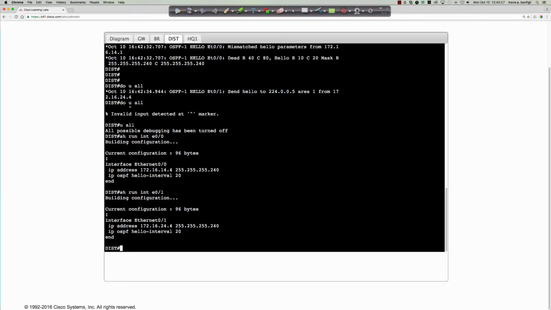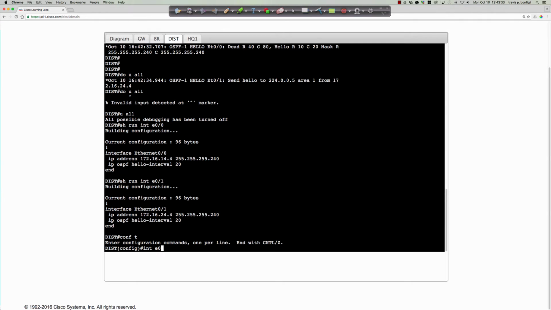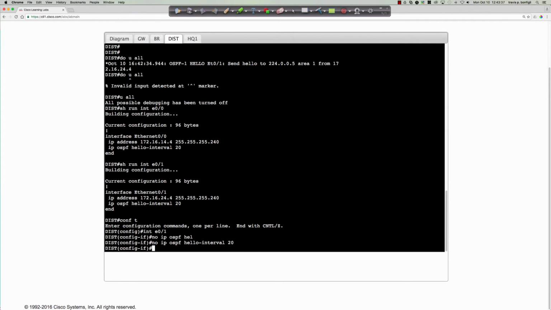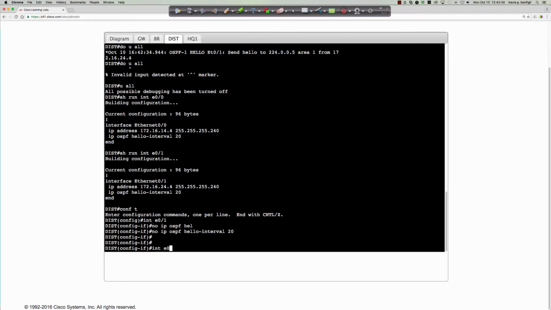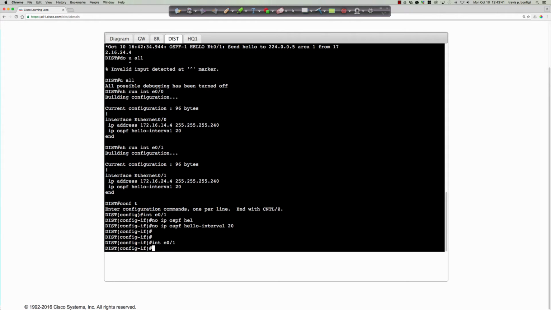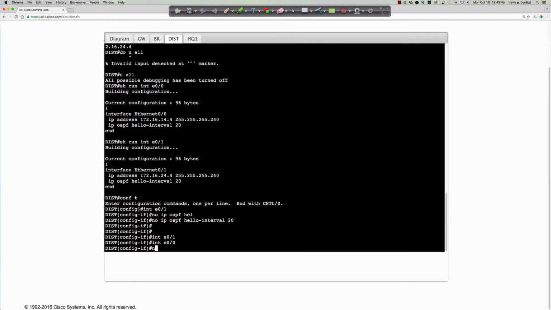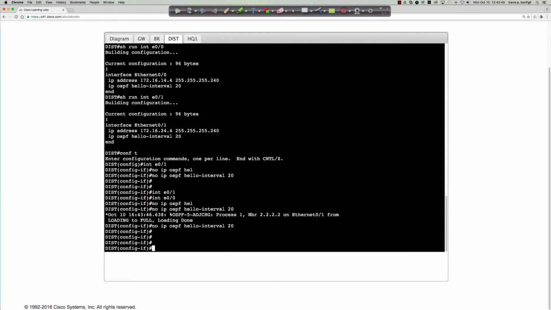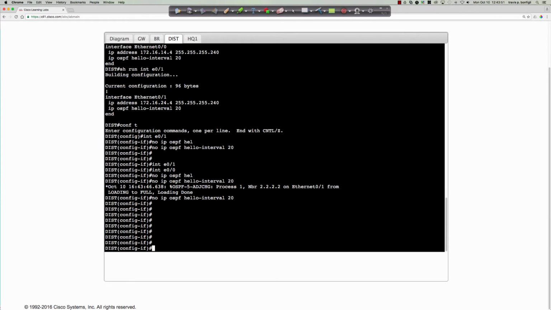So there's one of two things we could do. We could go change it on the HQ routers, or we can go into global config here and say interface Ethernet 01, no IP OSPF hello interval 20. We're going to see the adjacency come up, interface Ethernet 01, I'm sorry, 00. And we're going to say no IP OSPF hello interval 20. And now we should see our adjacencies come up, and there they are.